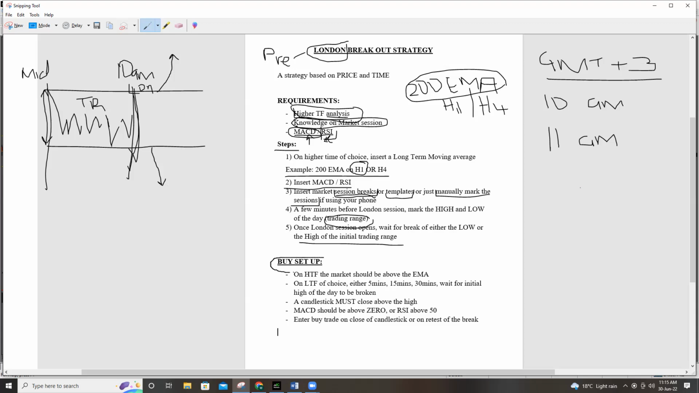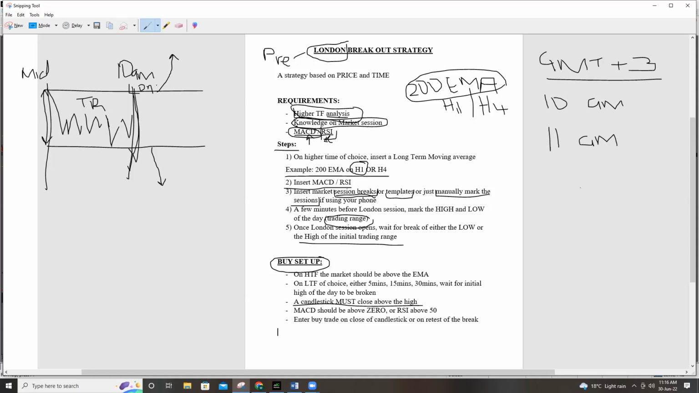So for a buy setup, on higher time frame, the market should be above the EMA. On lower time frame of choice, now on the lower time frame, that is your trading time frame, you can either be on the 5 minutes, 15 minutes, 30 minutes, then you wait for initial high of the day to be broken. Remember, you're buying if the market breaks to the higher side, and you're going to sell if it breaks to the bottom side. Now, something important, a candlestick must close above the high.